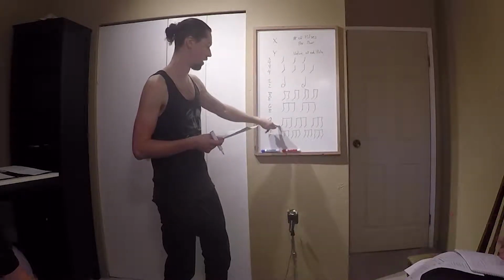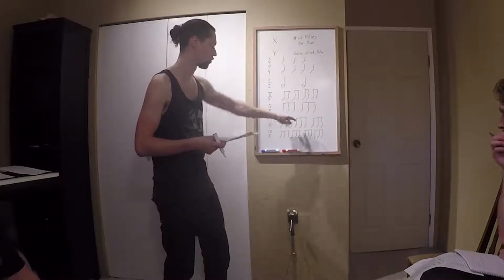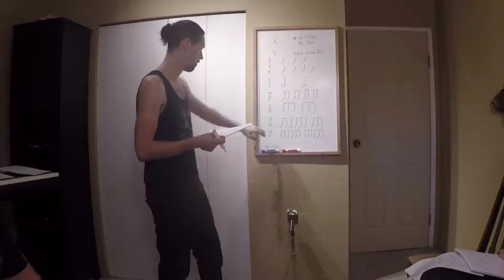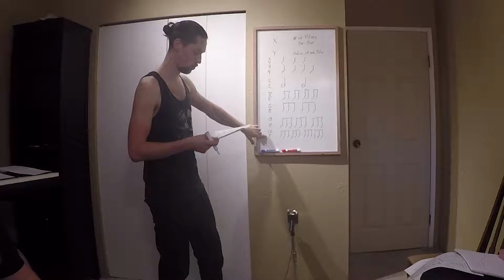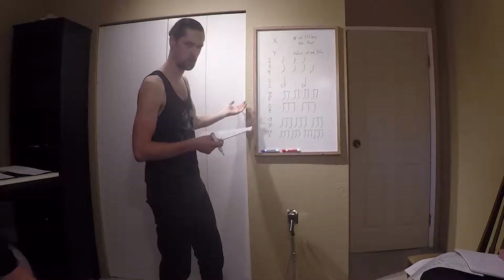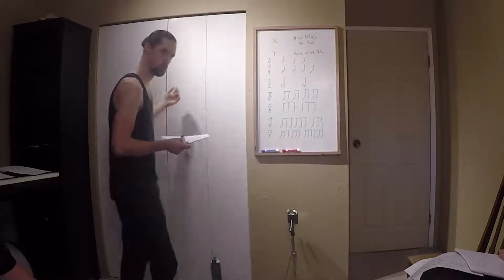Compound because each pulse is going to be divided by 3 instead of by 2, and triple because there's 3 of them. And then of course you have simple quadruple and compound quadruple. Does that make sense? Looking good. All right, cool.